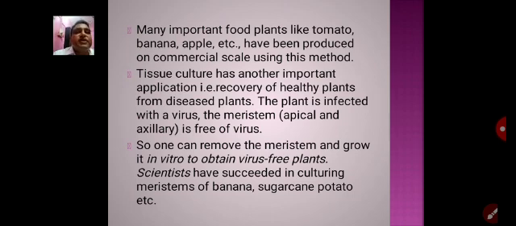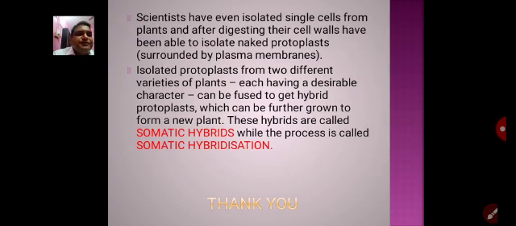Many important food plants like tomato, banana and apple have been produced by using this method. Another very important thing is somatic hybridization. A hybrid produced by fusion of somatic cells of two species is known as a somatic hybrid. Somatic cells means the body cells. The process is called somatic hybridization.